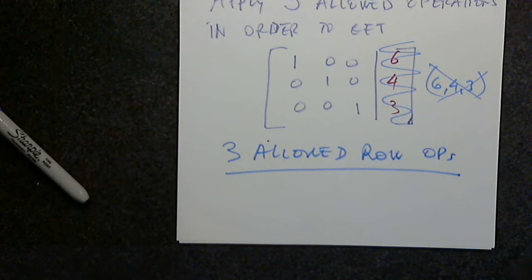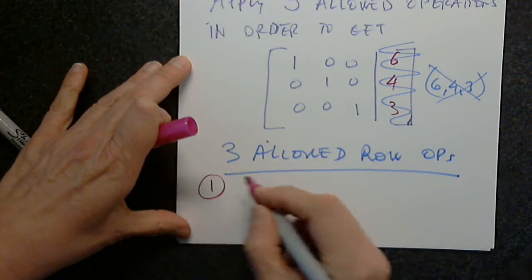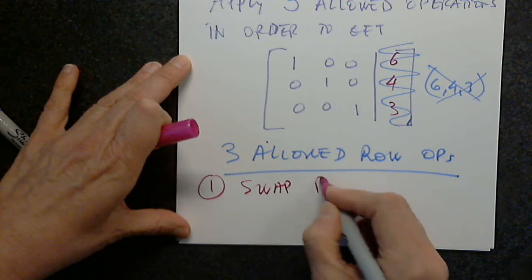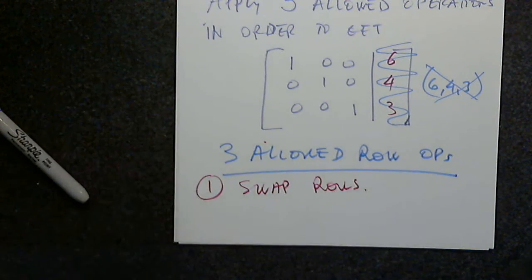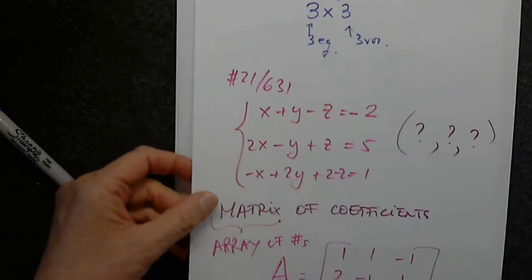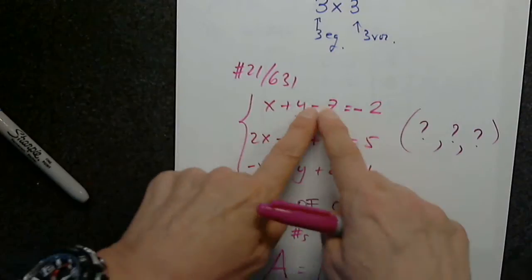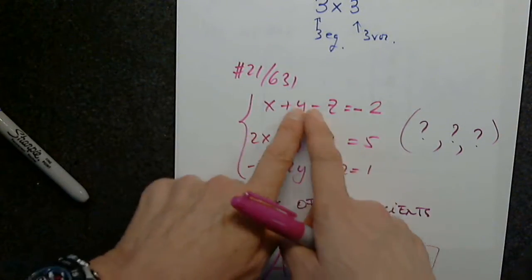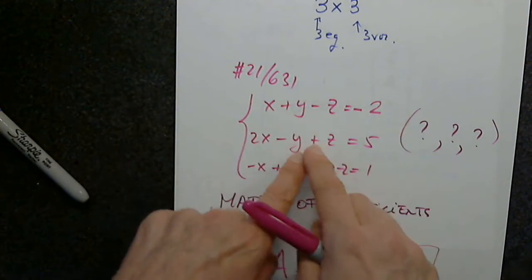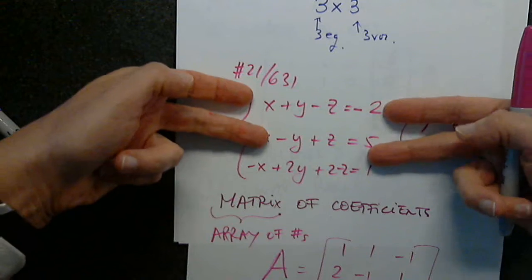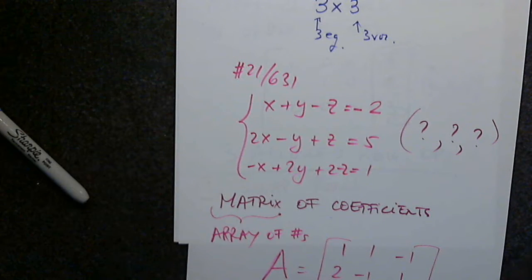Ready? Operation number 1. Swap rows. Question is, why would I want to swap rows? You will have to wait and see. But here's my question to you. Let's suppose I want to make this row to be the first row, or this equation to be the first equation, and make this equation be the second one. In other words, swap these 2. My question is, do you think that the final solution will be different?